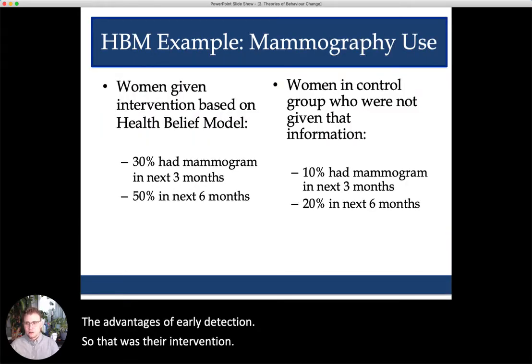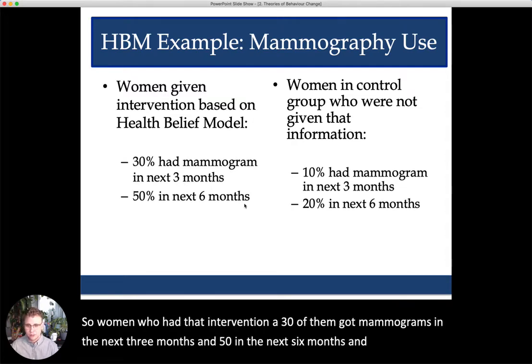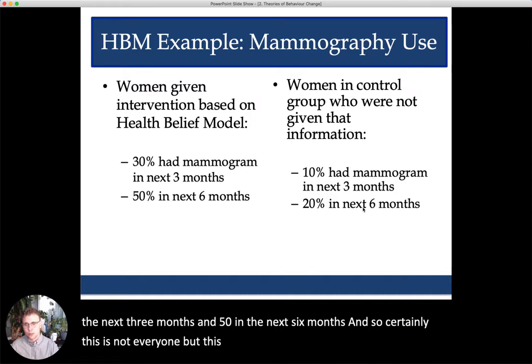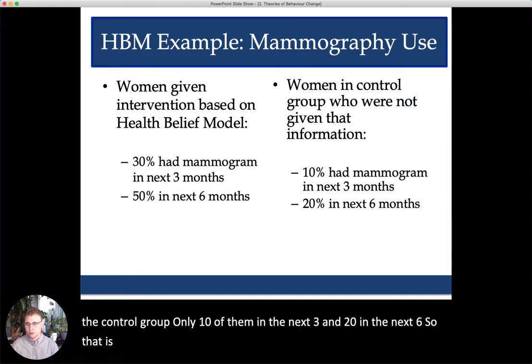And so what they found was that this intervention indeed was effective. So women who had that intervention, 30% of them got mammograms in the next 3 months and 50% in the next 6 months. And so certainly this is not everyone, but this is significantly more than people who were in the control group. Only 10% of them in the next 3 and 20% in the next 6. So that is a drastic increase here.